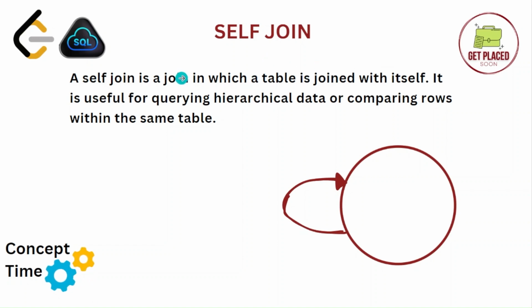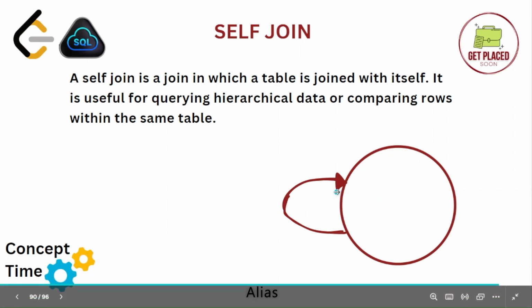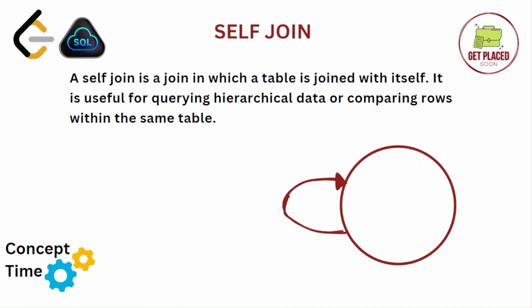So, self join is a join in which a table is joined with itself. So we have only one table. We are joining the table with itself by creating something called aliases. Why are we doing it? For better understanding, better comparing the rows, better analyzing the data.